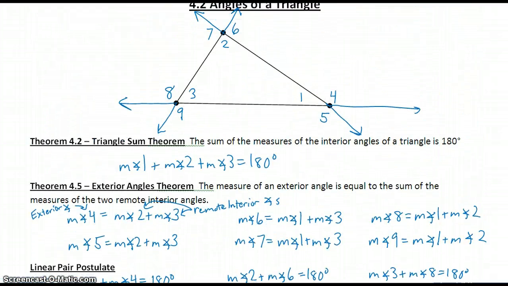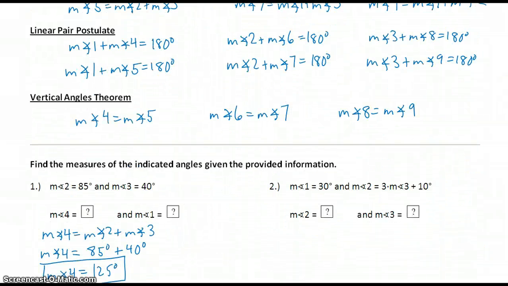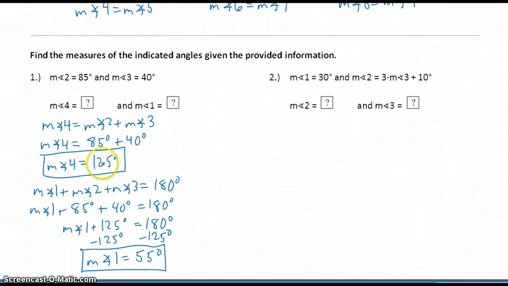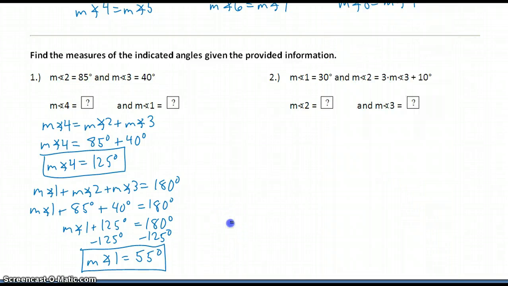If I look back at my original triangle, I have a way to check my answer. Angle 1 and angle 4 also form a linear pair, which means they have to be supplementary. To check my answer, I can take these two measures and make sure that they are supplementary. 55 plus 125. They do equal 180, so I know that my answer is correct.